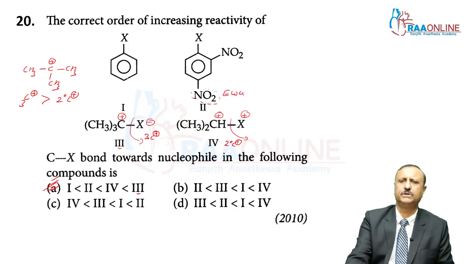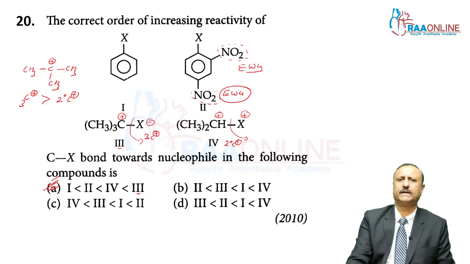It is called EWG group. My dear students, it is also called EWG group. Two electron withdrawing groups are attached with this benzene. So, my dear students, the second is more active than the first. So, in question number 20, which was asked in NEET 2010, the answer is A.